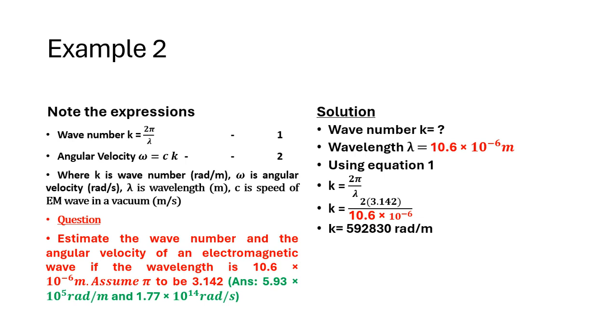Let's proceed and solve for the angular velocity using the expression omega equals ck. We substitute the value of the speed of light into c, and the wave number into k. Whatever it gives us would be our answer. I would like you to do that and compare it with the solution we have here, whether it is the same. I believe you can still remember the SI unit. Let's move to the next slide.